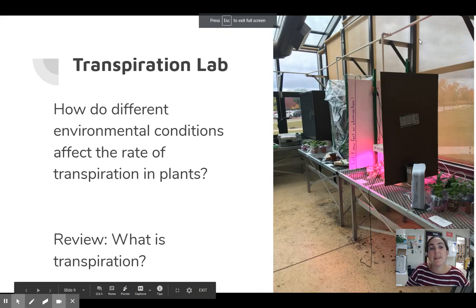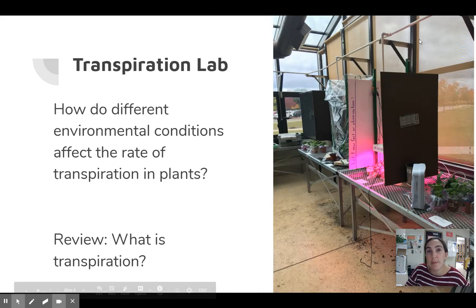Hi, AP Bio folks. I just want to give you a little overview of the lab that we're going to be doing today. Today we're going to be collecting data for the Transpiration Lab, which is looking at the question, how do different environmental conditions affect the rate of transpiration in plants?